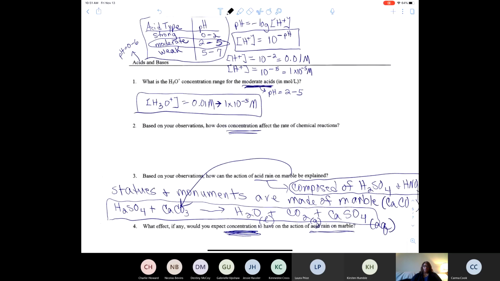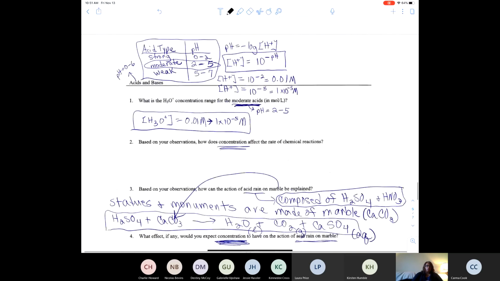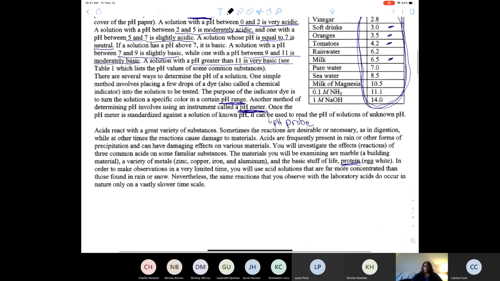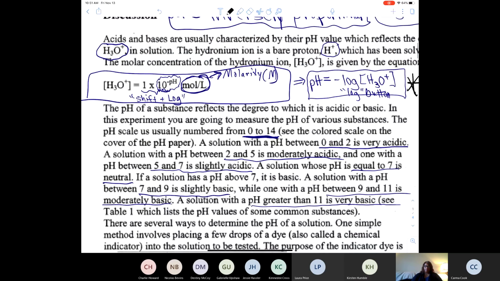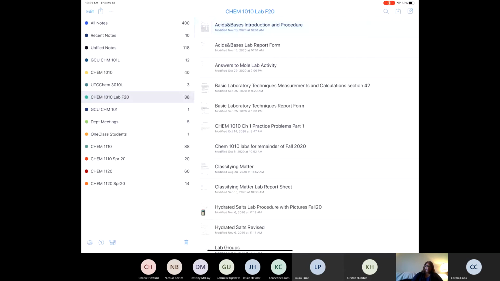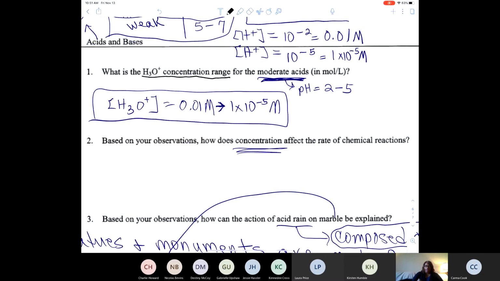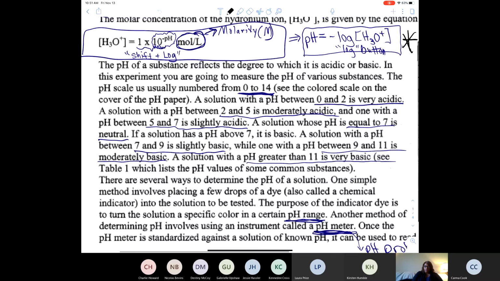the last thing you need to do to complete your lab report is to answer questions 1 through 6. Question 1 is based on that equation that was provided for you in the introduction and procedure material. So for question 1, you're asked to calculate the concentration range for moderate acids. Also in the introduction and procedure information, you are told that a pH between 2 and 5 is moderately acidic.